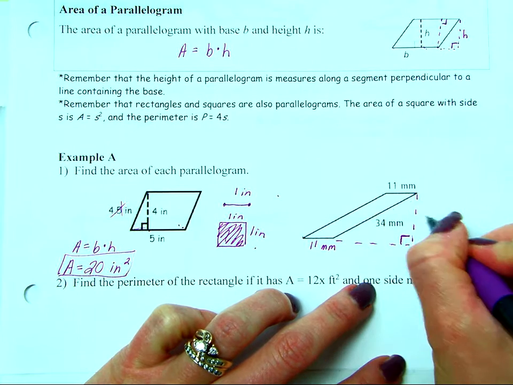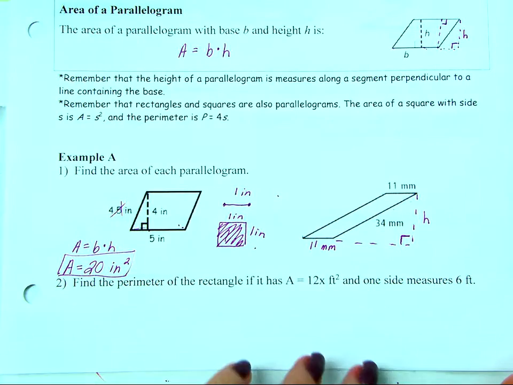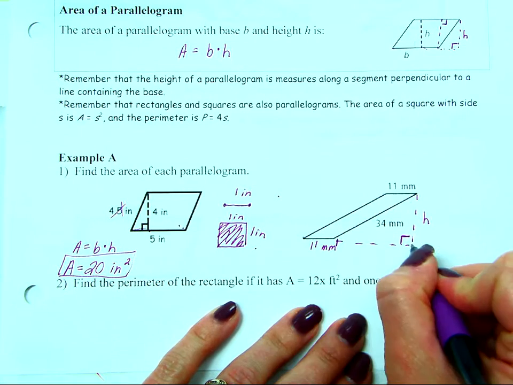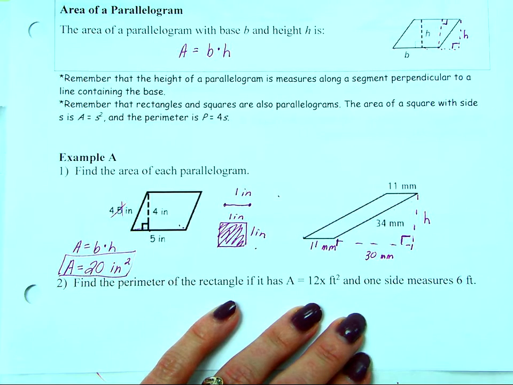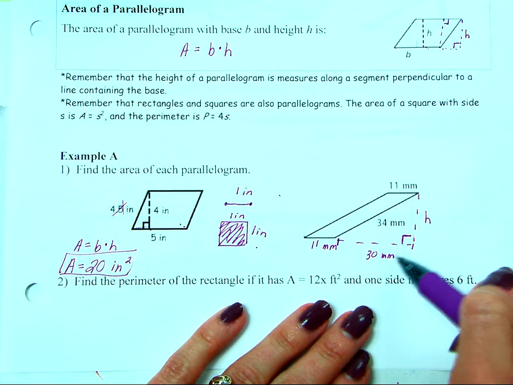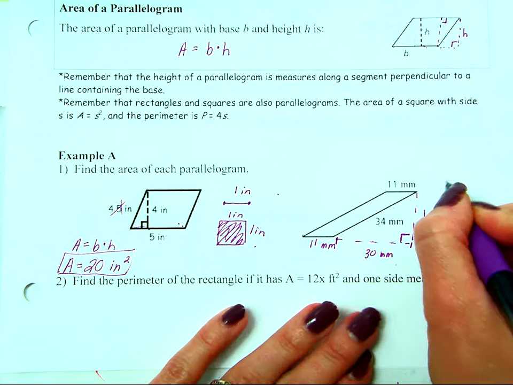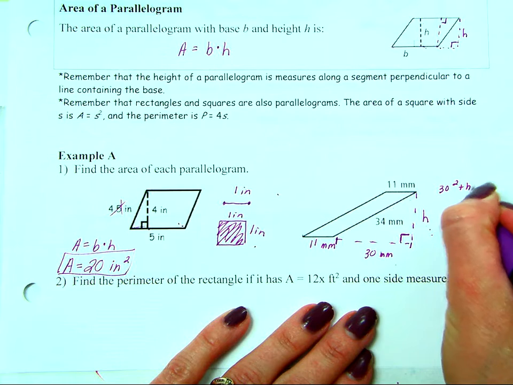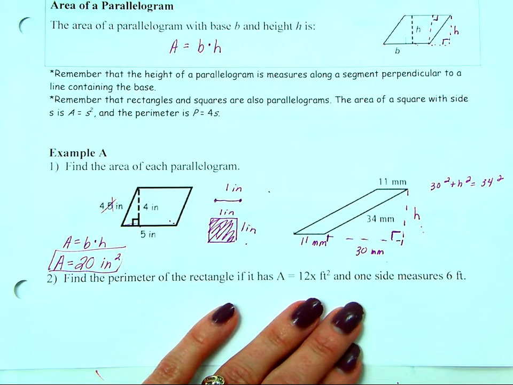Sometimes you might see your figure drawn as so. My height would be this dotted line. And let's just say that I'm going to tell you from here to here would be labeled as 30 millimeters. Now, if I were going to figure base times height, I could use the Pythagorean theorem. A squared plus b squared equals c squared because I have my right triangle. And if I calculated that, we would actually find that our height would come out to 16.